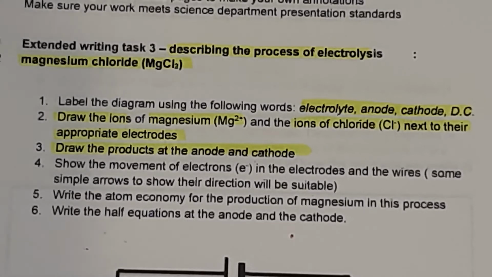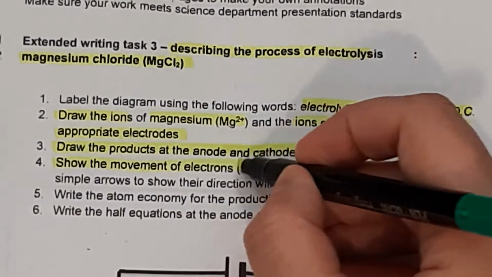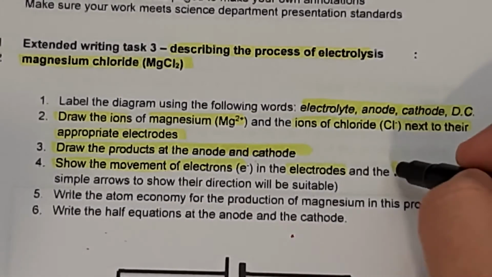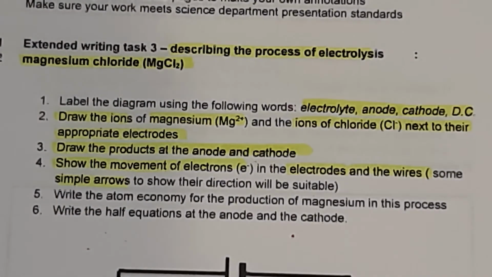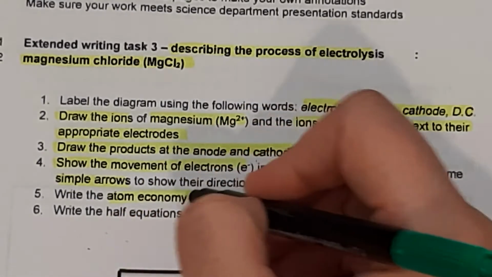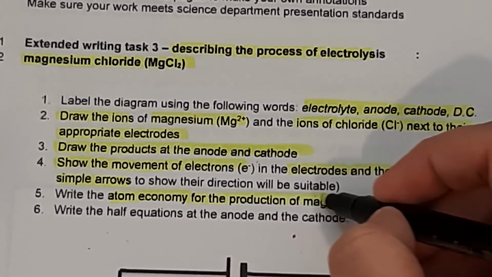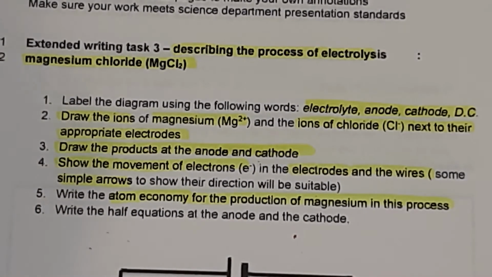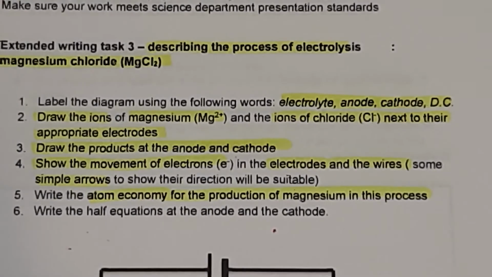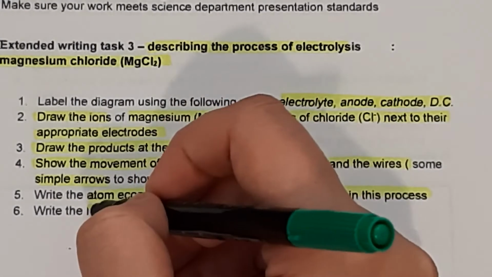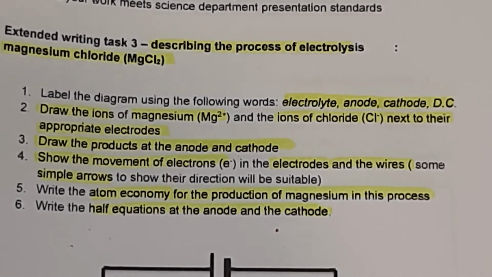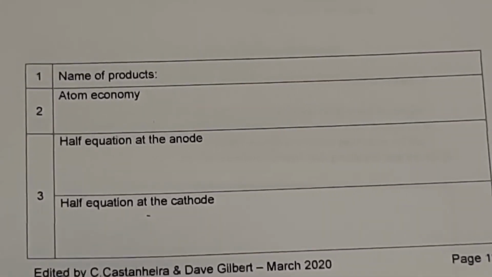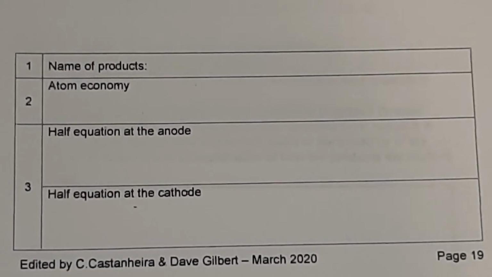It also wants you to show the movement of the electrons in the electrodes and the wires. Okay, it suggests some simple arrows to show their direction is enough. Make sure you label those arrows. And then it wants you to write the atom economy for the production of magnesium in this process, which you'll probably want to do at the bottom. Okay, and it wants you to write the half equations at the anode and the cathode. Okay, so parts 5 and 6, there's a section at the bottom. So you can complete that table for those.